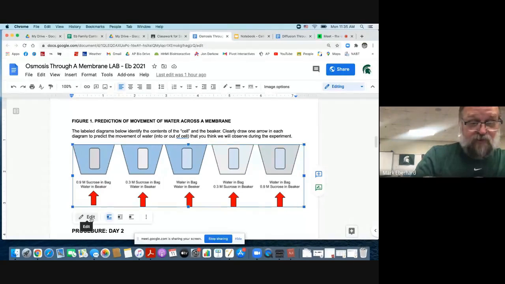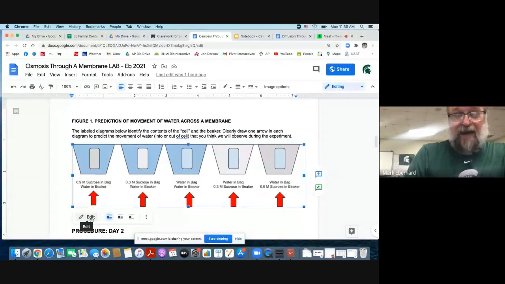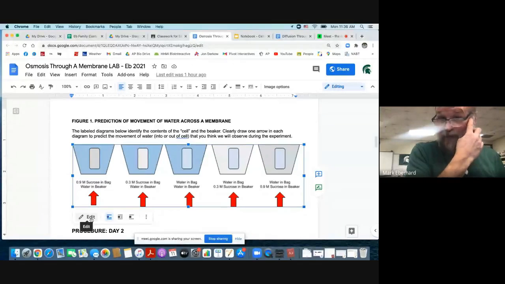That's important. Sucrose cannot pass through the membrane. Only the water can move. So if the bag loses mass, it's because water left. If the bag gains mass, it's because water came in. The sugar does not have the ability to leave the bag or enter the bag because the molecules are too large. Really key to keep that in mind.